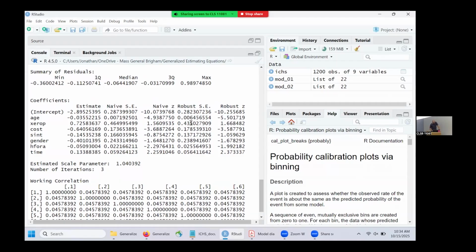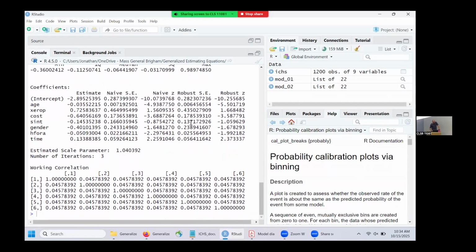And then it has given us our estimated working correlation matrix at the very bottom. You can see that all the off diagonals are the same. They're identical because we chose an exchangeable working correlation matrix, so it's using the same rho estimate for every off diagonal element. It's pretty low here, 0.0457. So, a pretty low positive correlation.